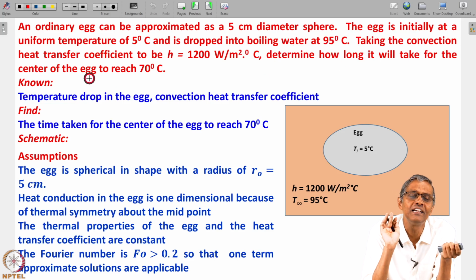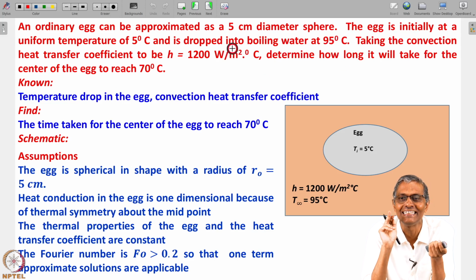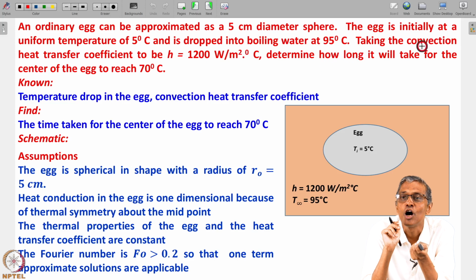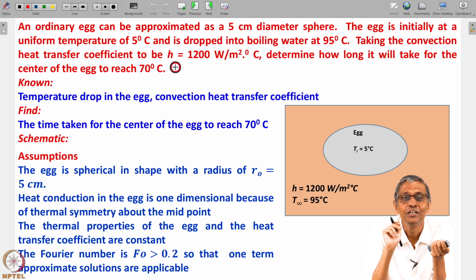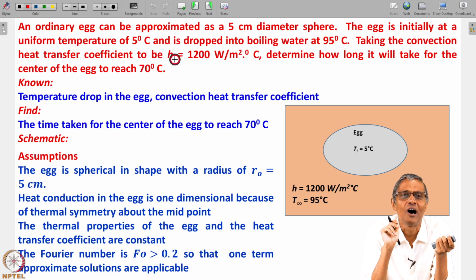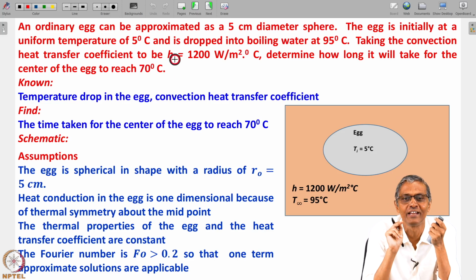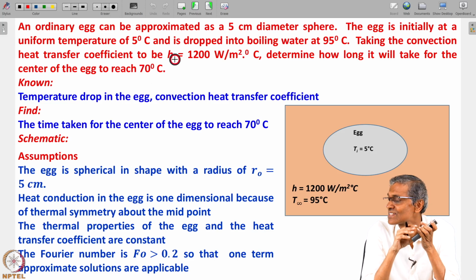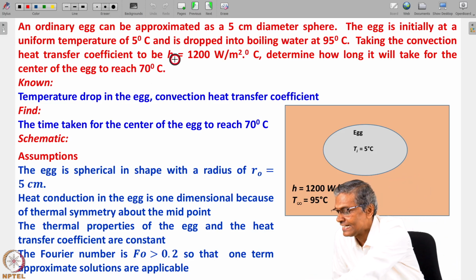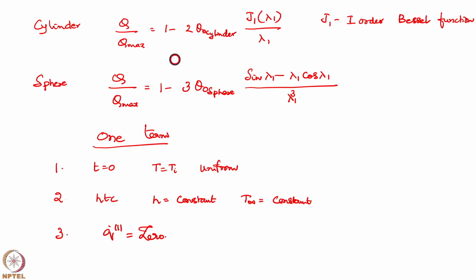Taking the convective heat transfer coefficient between the egg surface and the boiling water as 1200 watt per meter squared degree Celsius, determine how long it will take for the center of the egg to reach 70 degrees Celsius. Although an egg is not truly spherical, we are going to consider this egg as a sphere. So, let us see how we solve this problem.